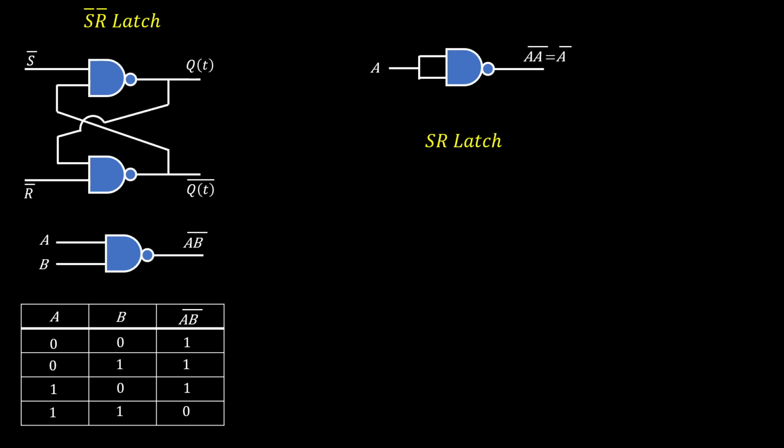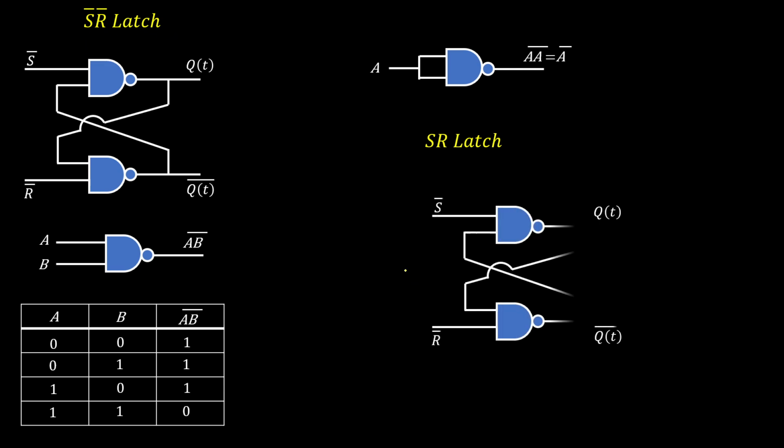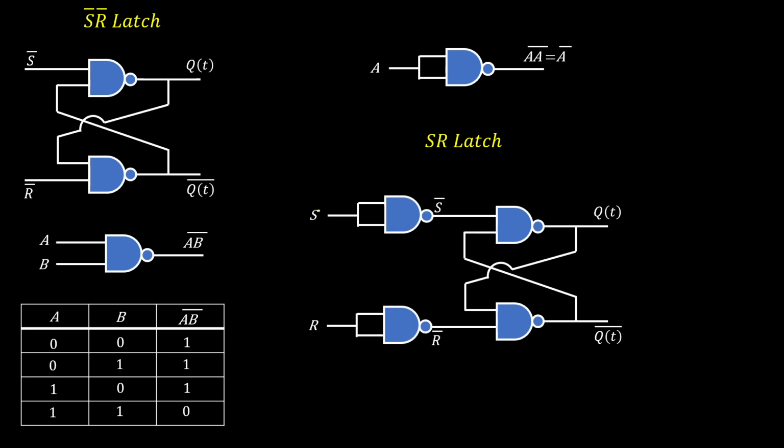Now we will make SR latch using this S bar R bar latch. This circuit is for S bar R bar latch. Now at the input we use this NOT gate using NAND gate. So at the input we have S and output of this NOT gate is S bar. Similarly for the lower part, input is R, output of this NOT gate is R bar. So this will make overall SR latch.